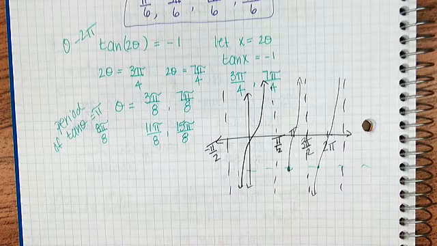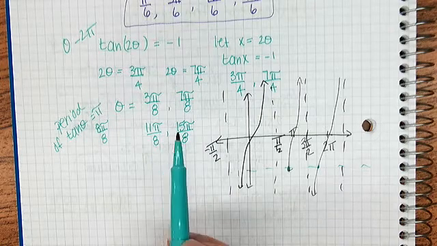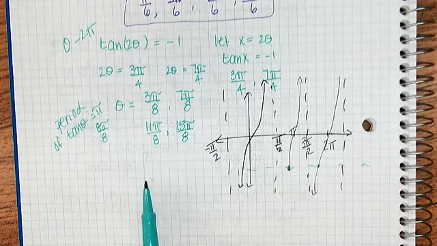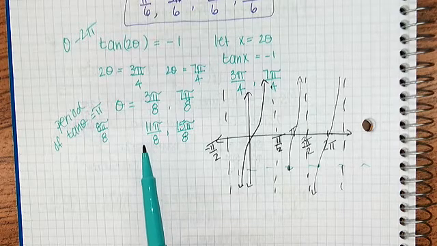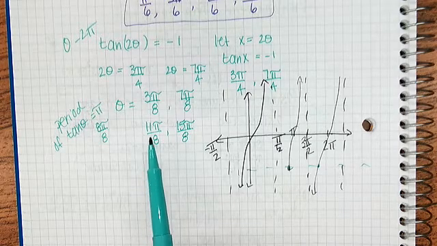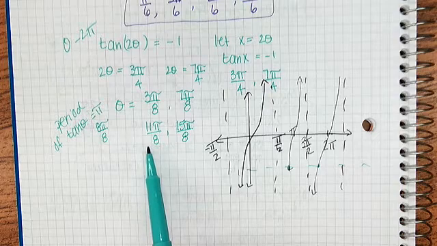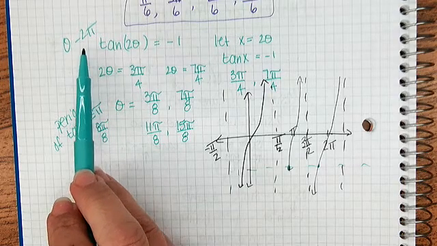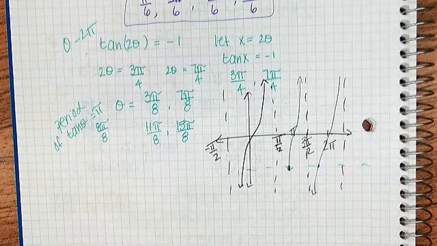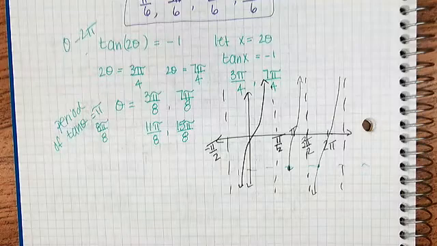You could keep adding pi. Here's the issue though. If I add another pi, that would be 19 pi over 8, but 19 pi over 8 is greater than 2 pi, and I'm only solving from 0 to 2 pi. And actually, I can't think of a time when you're not going to solve from 0 to 2 pi. I don't think it's ever 0 to 3 pi or whatever.